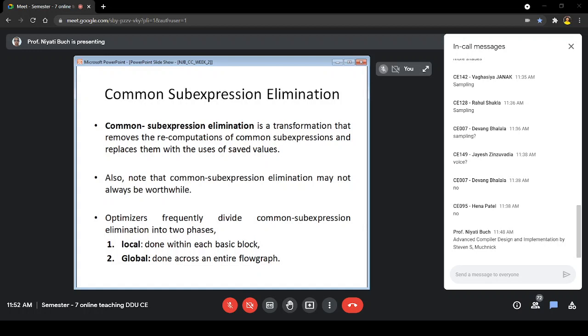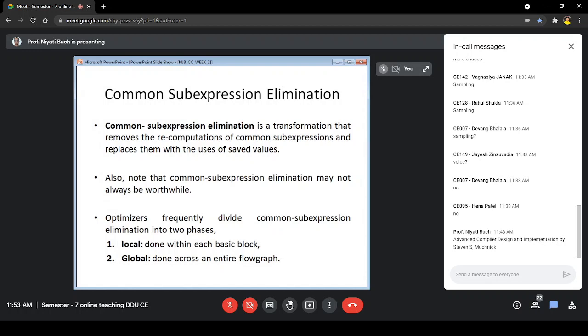Now, the optimizers frequently divide this elimination technique into two phases. The first one is that it is done locally within each basic block. You all know what a basic block is, because we have already identified basic blocks, divided our code into different basic blocks and identified the flow. Why is it necessary to draw a flow graph? Why do we need a graph representation? So that we know which expression comes before which one. To know the flow, a graph is the best way of representing it. That is why we did that step first.